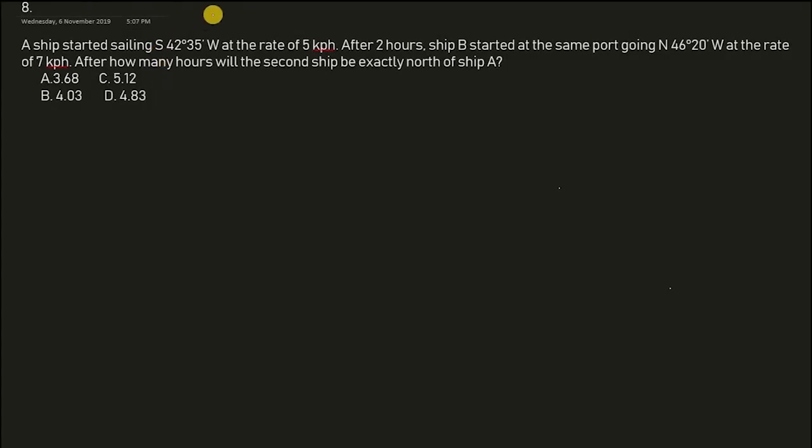A ship started sailing south, and... this is, I think, west. Tama ba? West ba to? Yeah, east. A ship started sailing 42 degrees 35 minutes west. So that's here, 42:35. And dito daw siya.